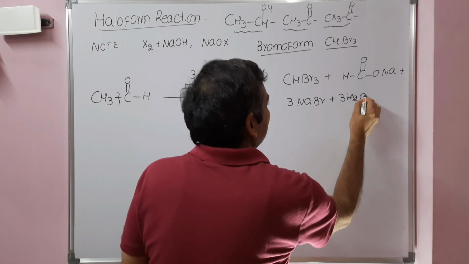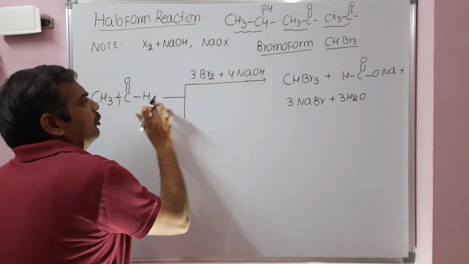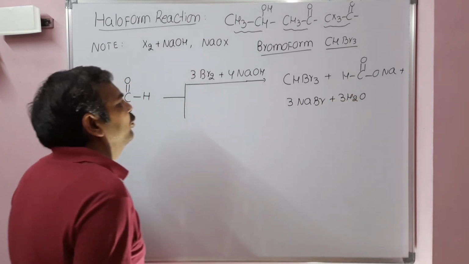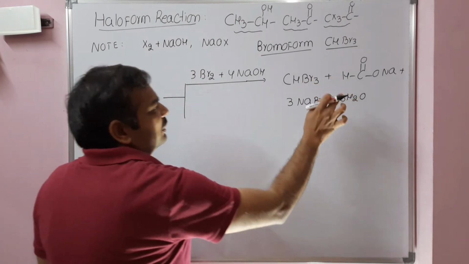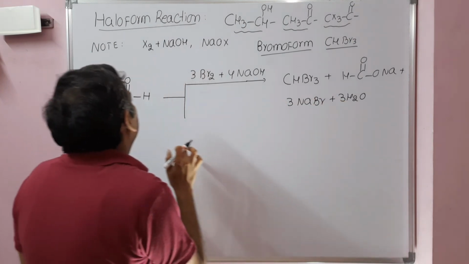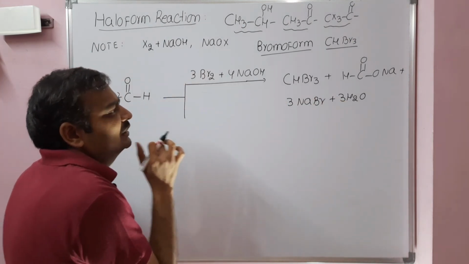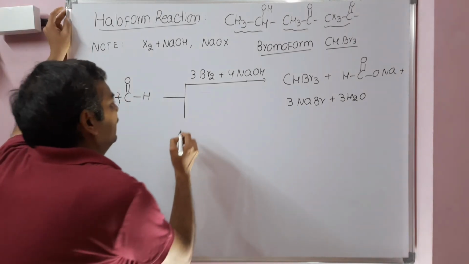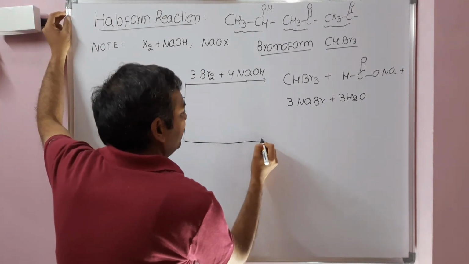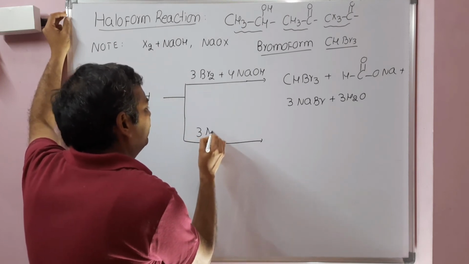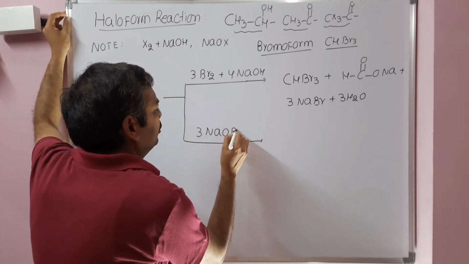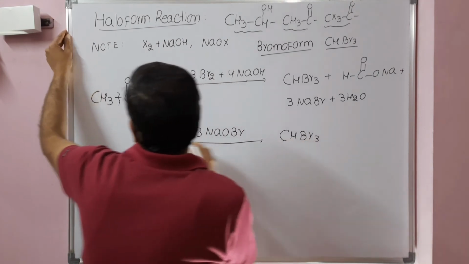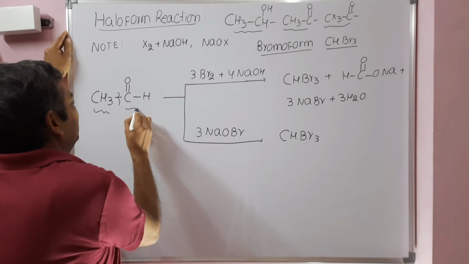Let's see the balancing of the reaction. How many hydrogens? 4 plus 4, 8 hydrogens. 2 plus 6, 8. How many oxygens? 4 oxygens. 4 plus 1, 5 oxygens. 3 plus 2, 5. Right. 4 sodiums, 4 sodiums. Done. So similarly, when acetaldehyde reacts with 3 moles of sodium hypobromite, we will get bromoform. This part is bromoform and this part is the salt.